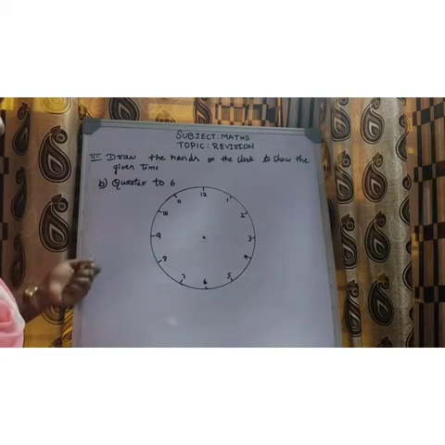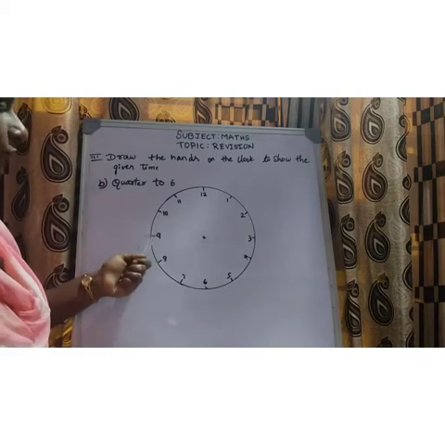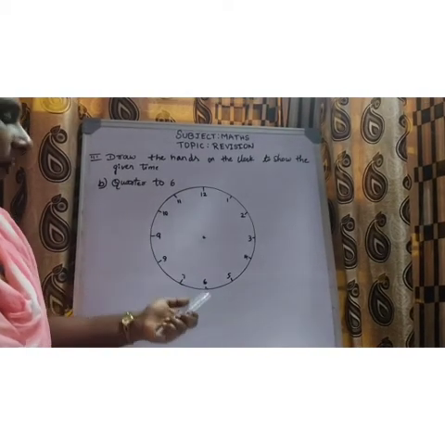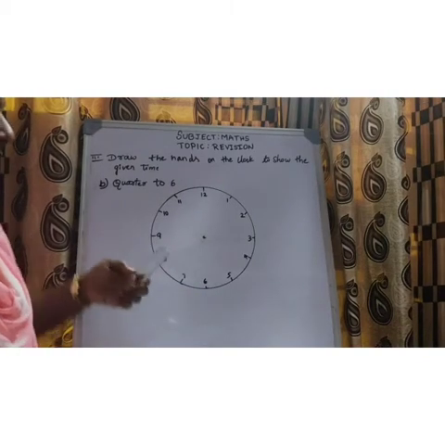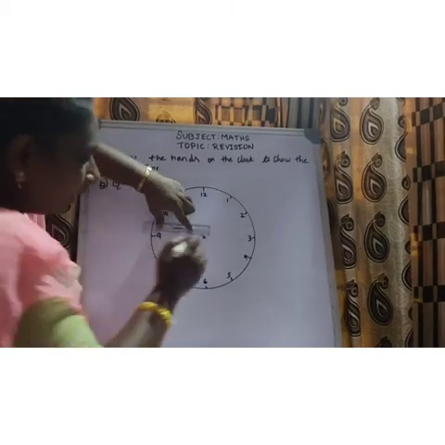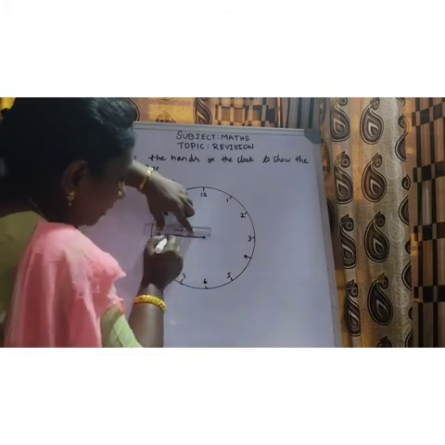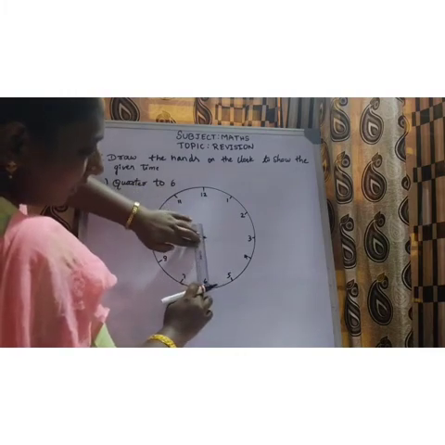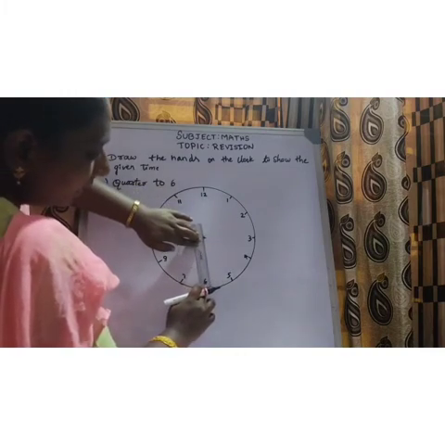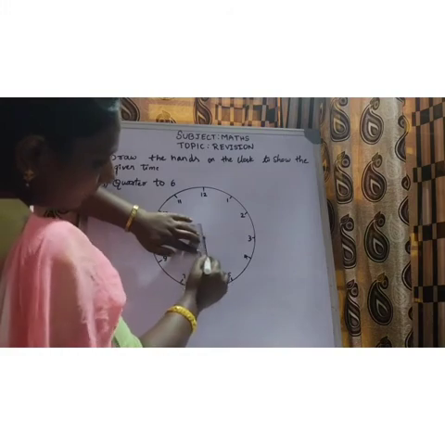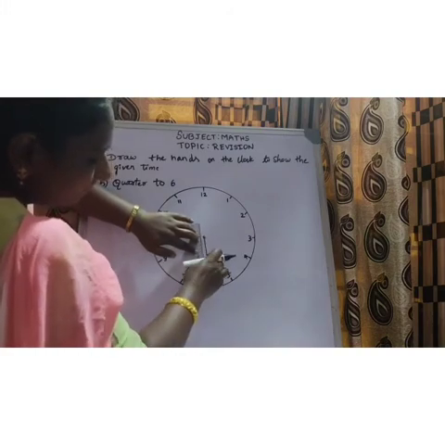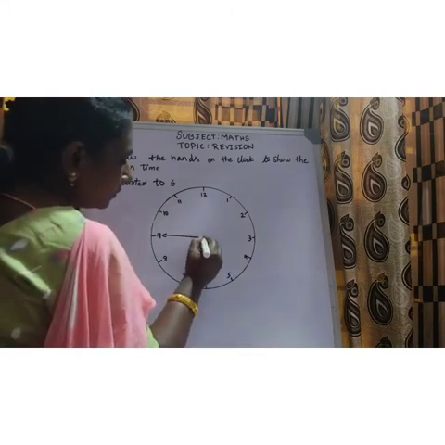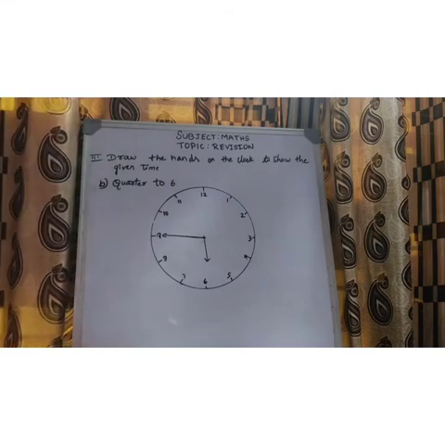So it is 5:45. 45 means 9 fives are 45. So the minute hand should be at 9 and the hour hand should be near 6. It should not be exactly at 6. See here, it should be near 6, a little bit. Okay, understood, children?